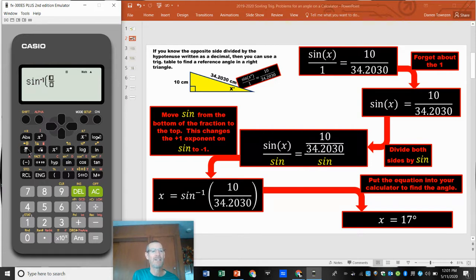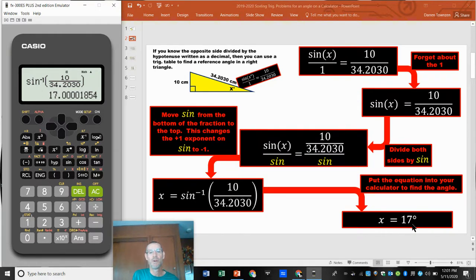Then I hit the fraction button. On the top of the fraction, I put in 10. On the bottom of the fraction, I put in my 34.2030. I can close my parentheses if I want to. And when I hit the equal sign, it tells me that my angle is 17.00001854, which, if we round off, is going to be 17 degrees.